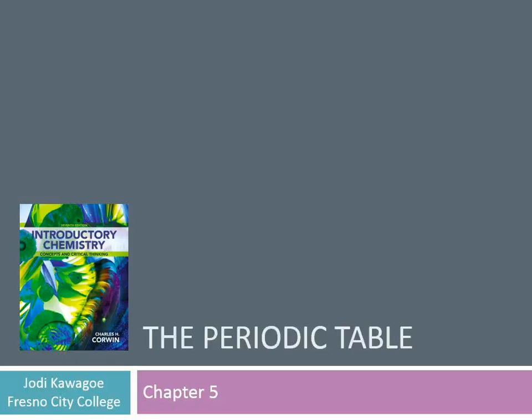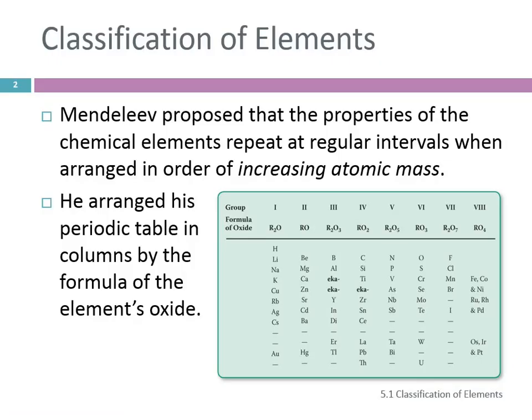Chapter 5, the periodic table. So we've talked about the periodic table a little bit, but we're going to learn some more about it and how it came about. Mendeleev was a Russian scientist, and he's the one who's gotten credit for our modern periodic table. He was looking for an order among the elements.